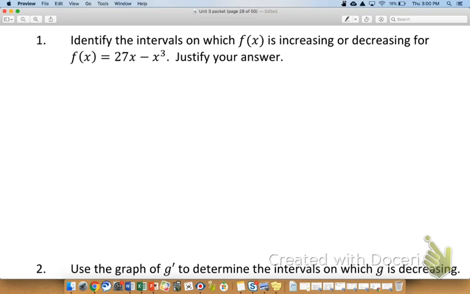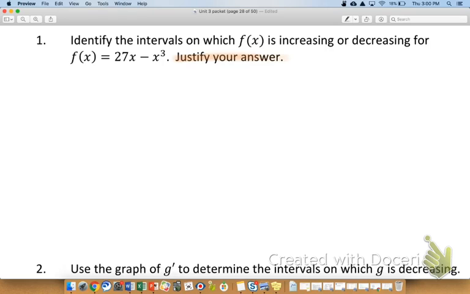Here we go. I'll read it out loud. Identify the intervals on which f of x is increasing or where f of x is decreasing, if your function is f of x equals 27x minus x cubed. We're supposed to be justifying our answer. I've never used those words before in our class. Justify your answer means, in a very strong sense, give good reasoning for why you said what you said. Like really rock solid reasoning. We're going to talk about what rock solid reasoning, justification, really is in the coming days.